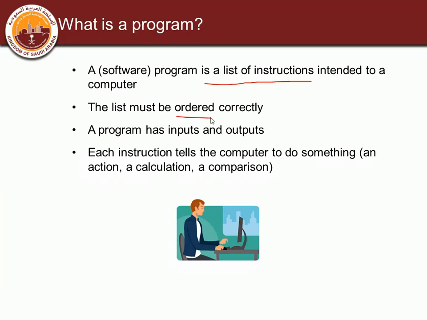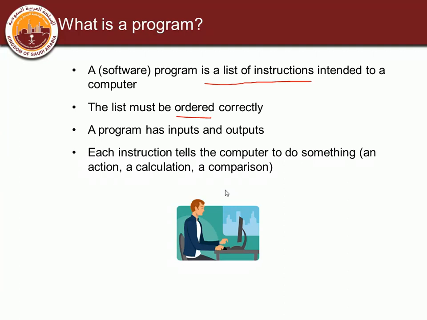A list of instructions that are ordered. That means there's an order that needs to be followed. This is not a list of instructions that can be scrambled. There's an order that needs to be followed. So it is very important to think about the order, because sometimes it's going to give you a different result if you scramble the order.